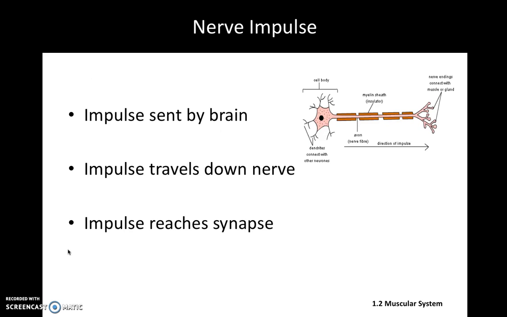The first stage of the sliding filament theory is the nerve impulse. After deciding on the appropriate action, the brain will send a signal down through the nerve until it reaches the synapse at the neuromuscular junction. The impulse is unable to get across the synapse in the same way that it travelled down the nerve, and so it needs to find an alternative way to do so.